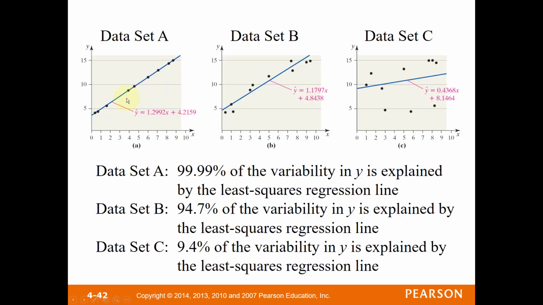So here, see how the dots are almost all on the line. We take R and square it, and we get 99.99%. This is our capital R squared. This is what it would look like if you had 94.7%, and this is what it would look like if you only had 9.4%.